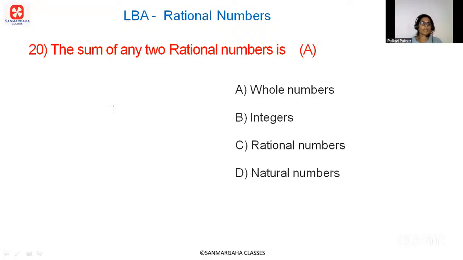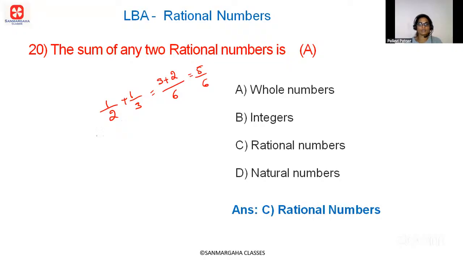So here take 1 by 2 plus 1 by 3. Two rational numbers. So this is equal to, the LCM is 6. So here 3 plus 2 is equal to 5 by 6, which is a rational number. So the sum of two rational numbers is always a rational number. Okay. So in the given options, C is the correct one. So the sum of any two rational numbers is always a rational number.